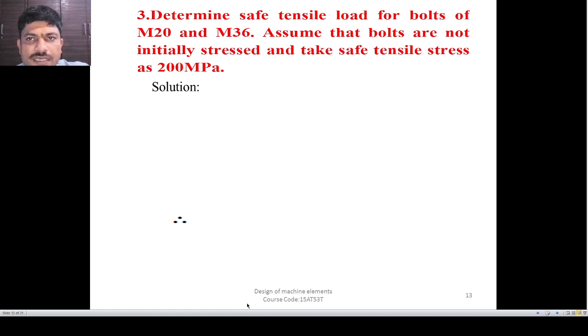Determine the safe tensile load for bolts of M20 and M36. Assume that bolts are not initially stressed and take safe tensile stress as 200 MPa. So, you will get the problem. Determine the safe tensile load for the M20 and M36. Assume that bolts are not initially stressed. Okay. Tensile stress is 200 MPa.